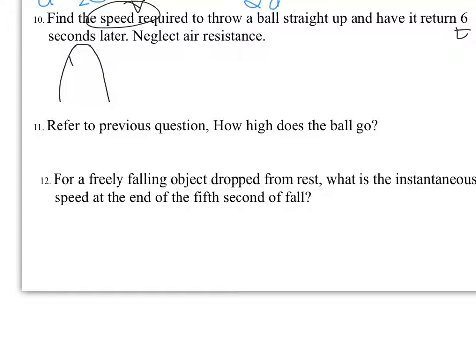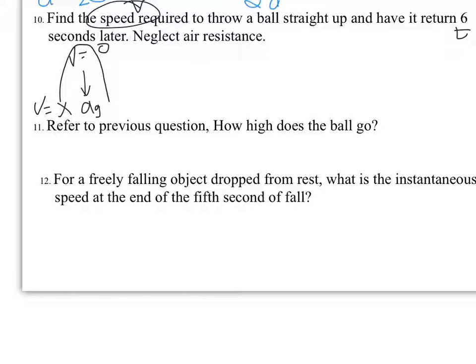I know that at the top, my velocity is 0. And we want to know what speed we have to throw it in order to make that happen. We know we have gravity pulling us down, slowing us down. And of course we have our time.